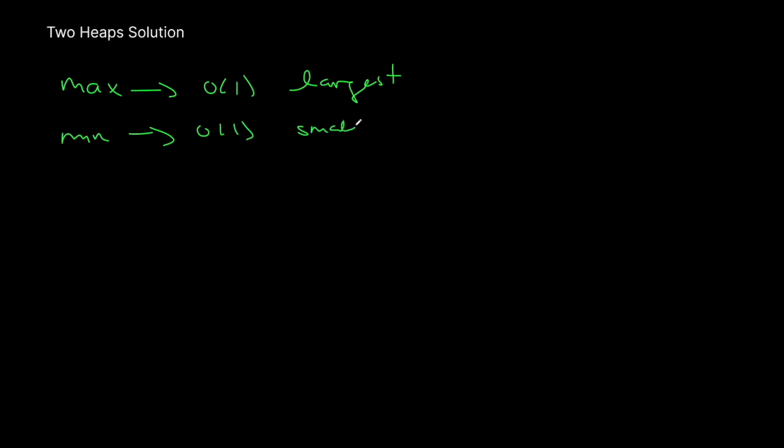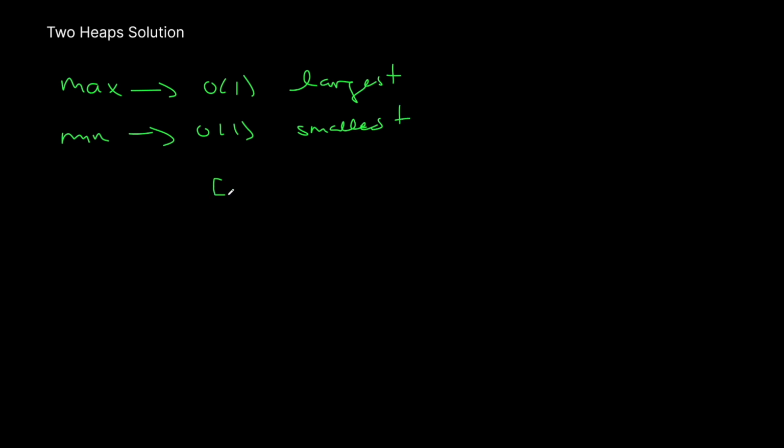This sounds ridiculous. Well, let's think about what a min heap and a max heap give us. Remember that a max heap will give us what? In big O of 1 time, the largest element in the heap. And then a min heap will give us what? In big O of 1 time, the smallest element. So how does this help us?